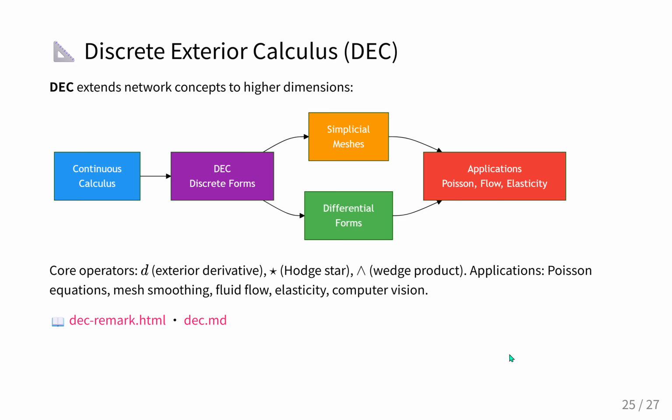Okay. The Hodge star is fascinating. It allows you to swap a flow moving along an edge with the flux moving across, or perpendicular to it. And the wedge product allows you to combine different flows together.